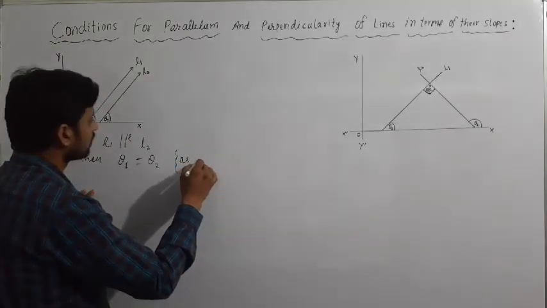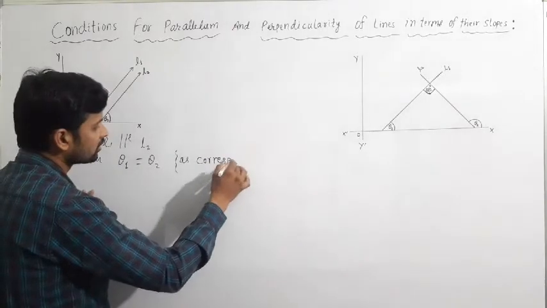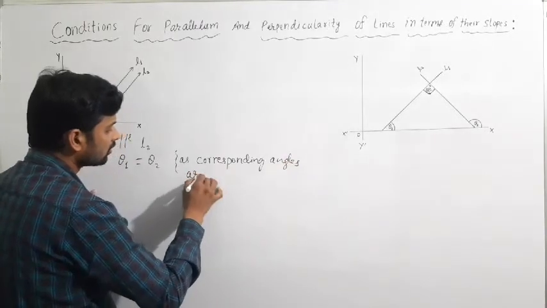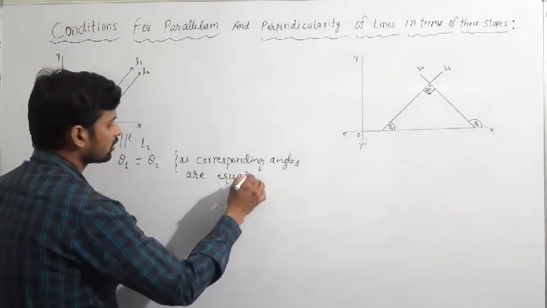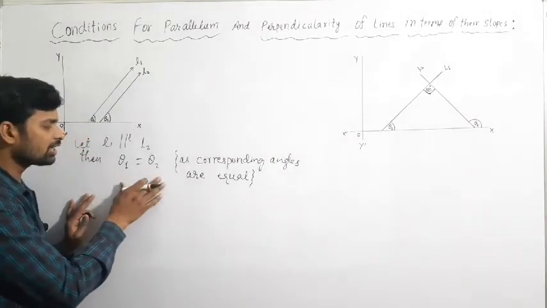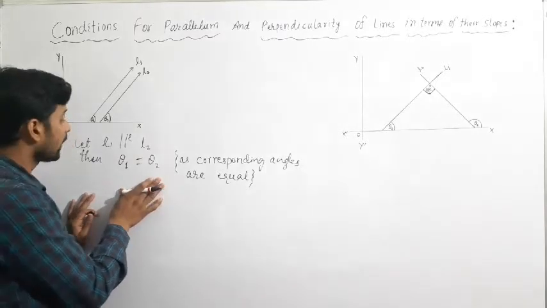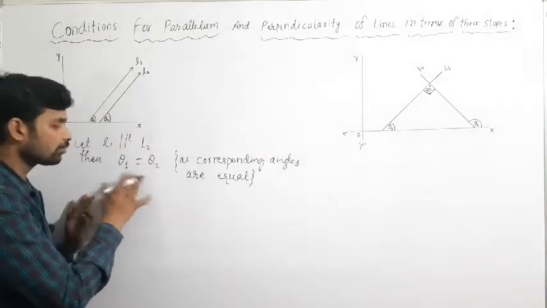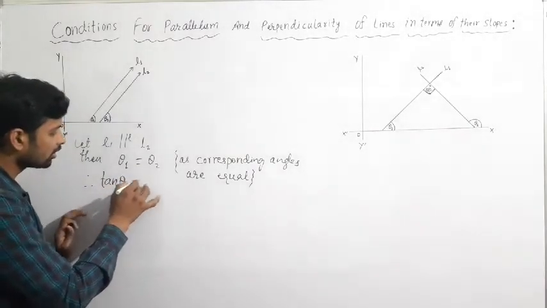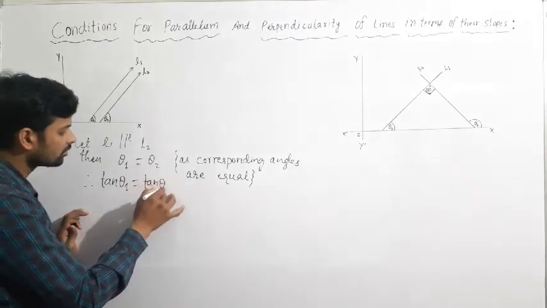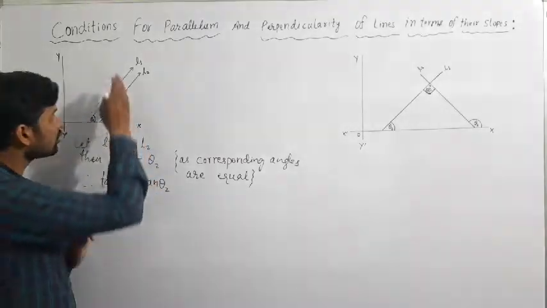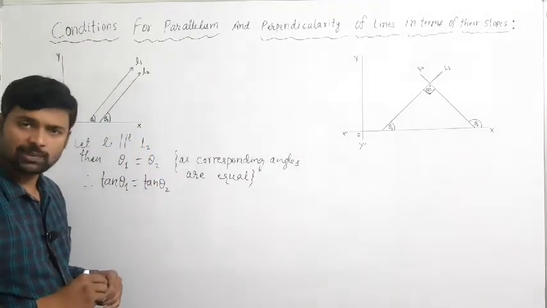Corresponding angles are equal. So theta 1 is equal to theta 2. Since two acute angles are equal, we can apply tangent for both of these angles. Therefore, tangent of theta 1 is equal to tangent of theta 2, because theta 1 and theta 2 are the inclinations of line L1 and line L2 respectively.